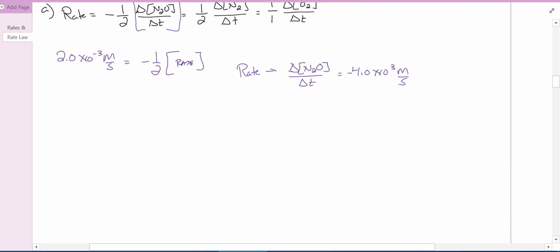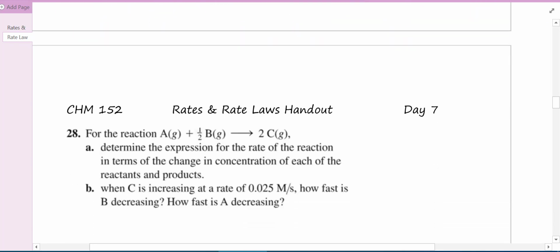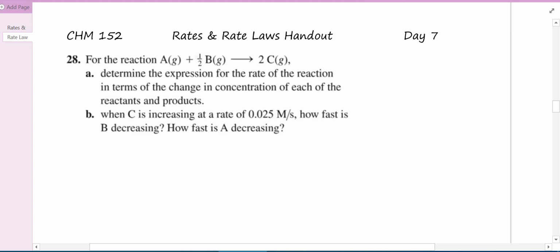So there's that one. Next on our sheet, for the reaction of A plus 1/2 B going to C, determine the expression for the rate of the reaction in terms of the change in concentration of each reactant and product. That would be relative rates.